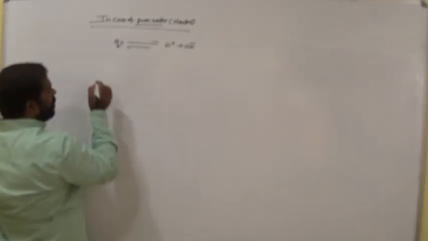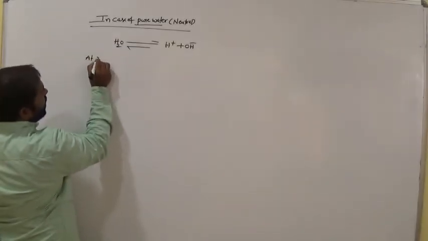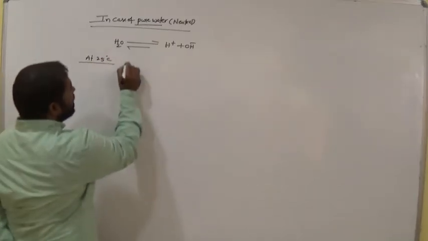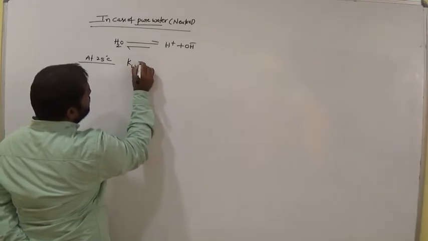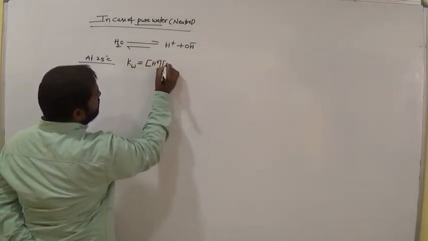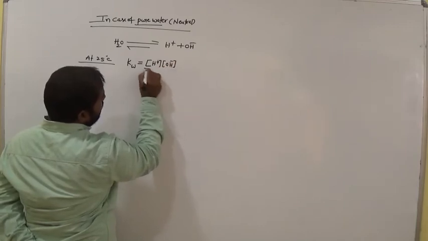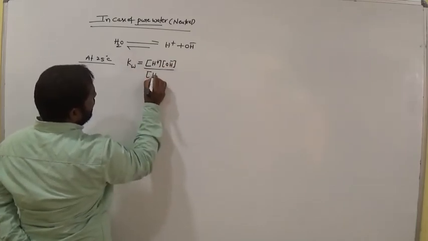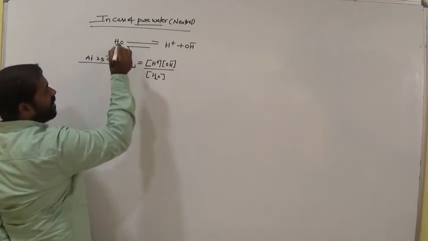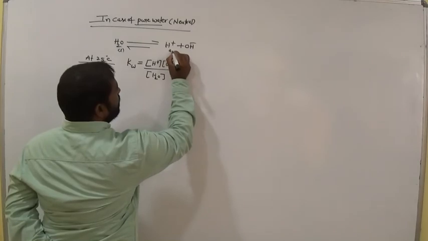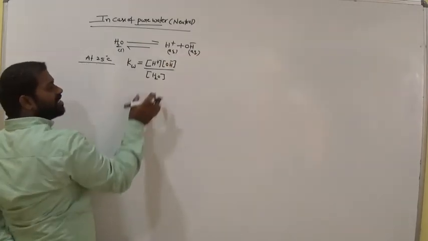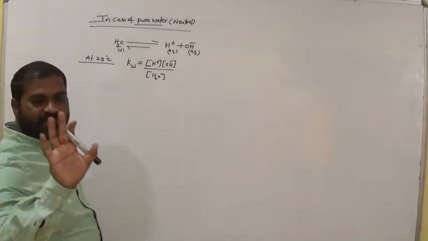Now, at 25 degrees Celsius, what is the ionic product of water? Kw equals molar concentration of H plus, molar concentration of OH minus, and molar concentration of H2O. Am I right? It is a pure liquid. These are the ions. For pure liquids, the molar concentration of H2O is taken as constant 1.